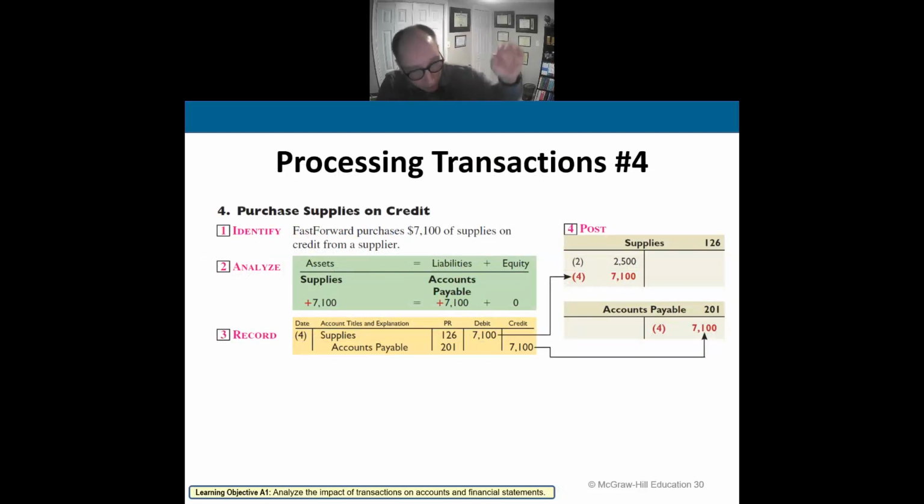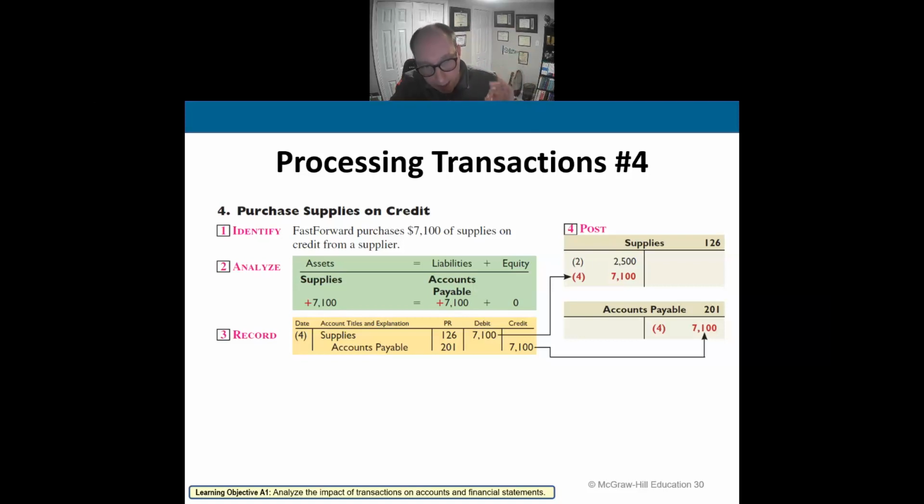Another transaction, I purchased some supplies on credit. Now remember, when you hear the words on credit or on account, we're going to be using accounts payable or accounts receivable, depending on what the transaction is. But when we purchase something on account, we're using accounts payable. It means I've received my supplies, my inventory, but I have not yet paid for that inventory. I'll pay that later, usually within 30 days.